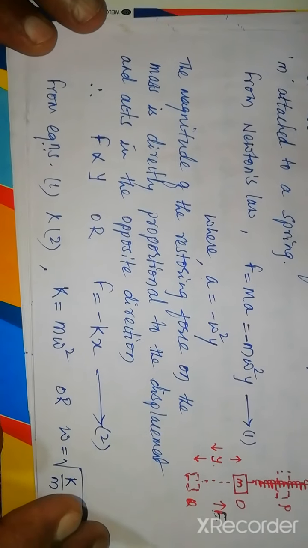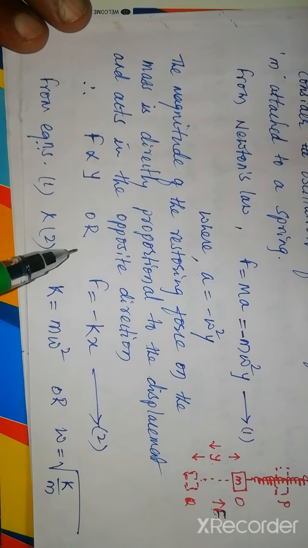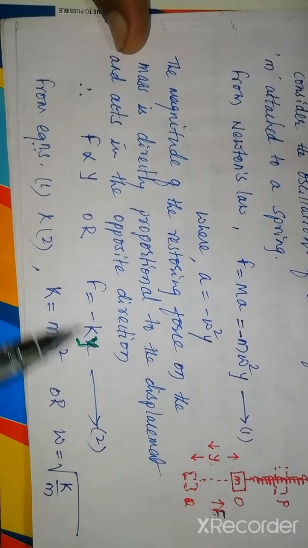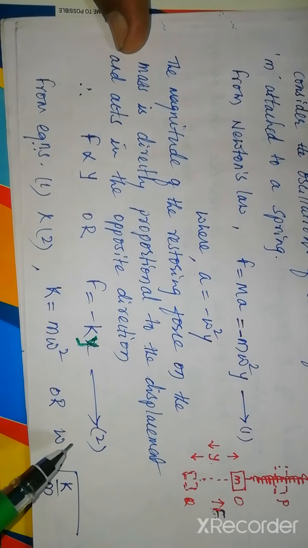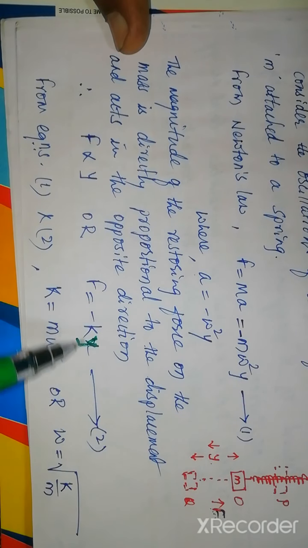Therefore, here F is the restoring force, F is directly proportional to displacement y, or F equals minus ky. The negative sign signifies that the force opposes displacement. We have taken displacement along a vertical direction. F equals minus ky. So from equations 1 and 2, here F equals minus m omega square y, here F equals minus ky according to Hooke's law.